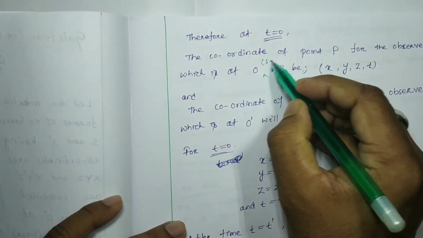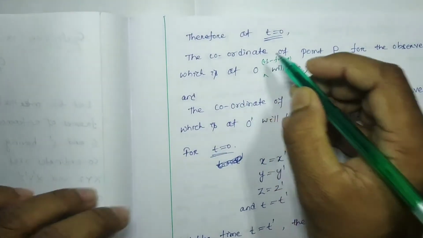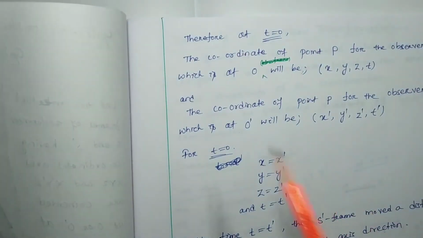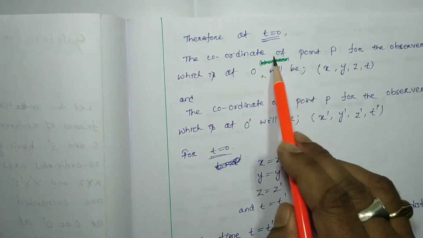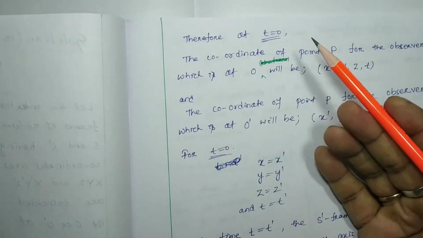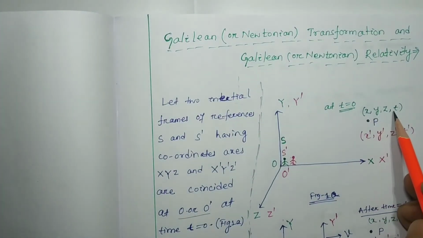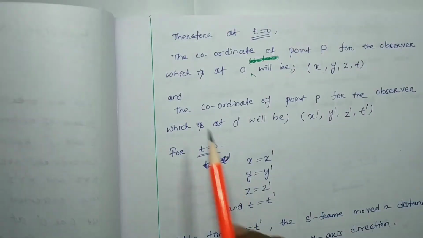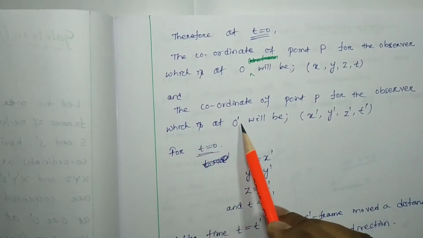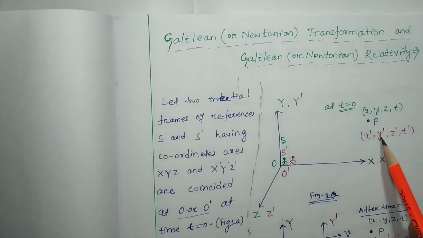in the S frame. No need to write it, it will create somewhat of a complexity. So the coordinates of point P for the observer at O, which is the S frame, will be x, y, z and t. And the coordinates of point P for the observer at O dash, that means in the S dash frame, will be x dash, y dash, z dash and t dash.